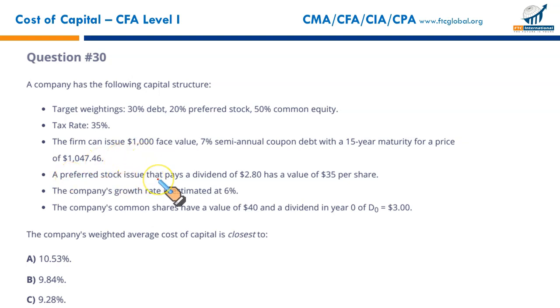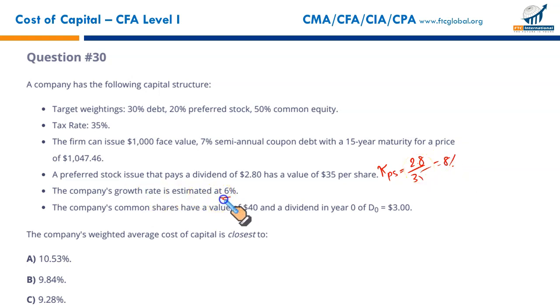A preferred stock that pays a dividend of 2.8 has a value of $35. The cost of preferred stock, which I label as KPS, is equal to 2.8 upon 35, and it will give me 2.8 upon 35 times 100, that's 8%.